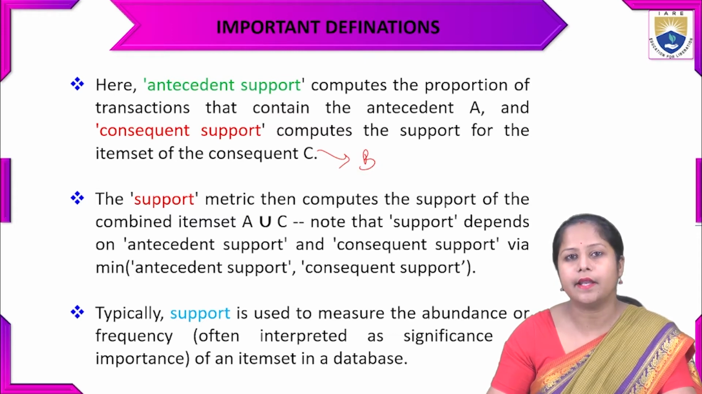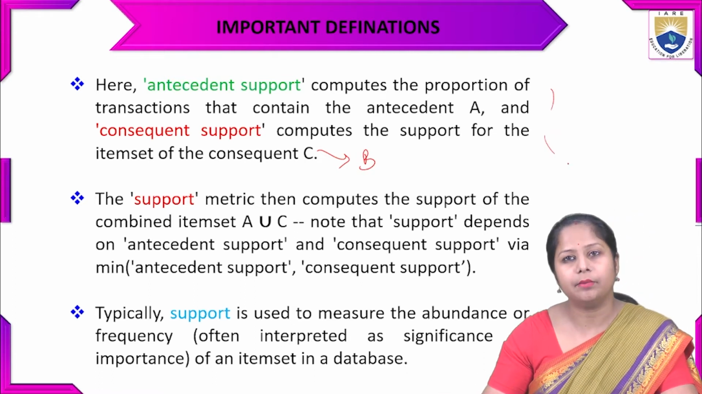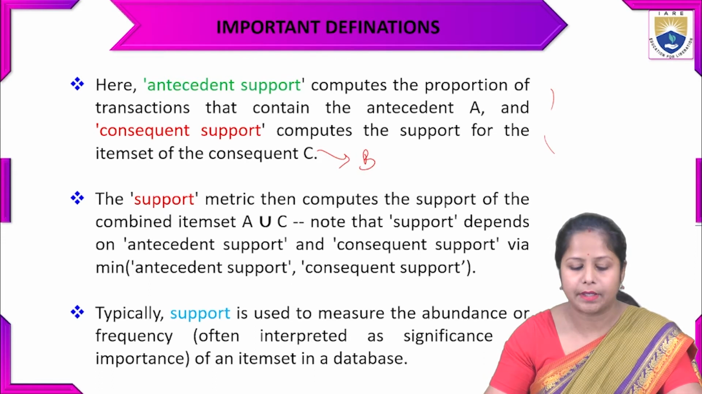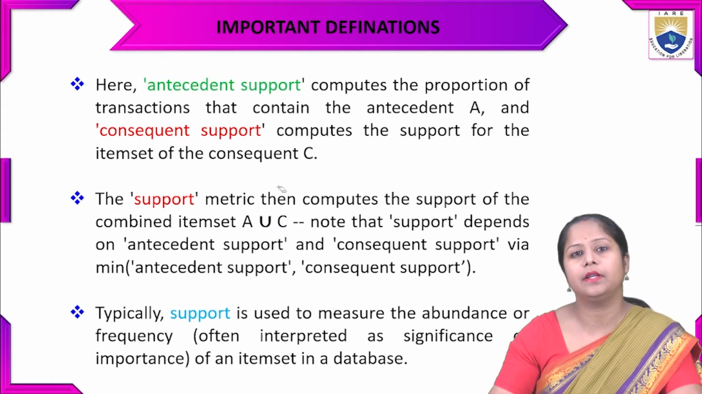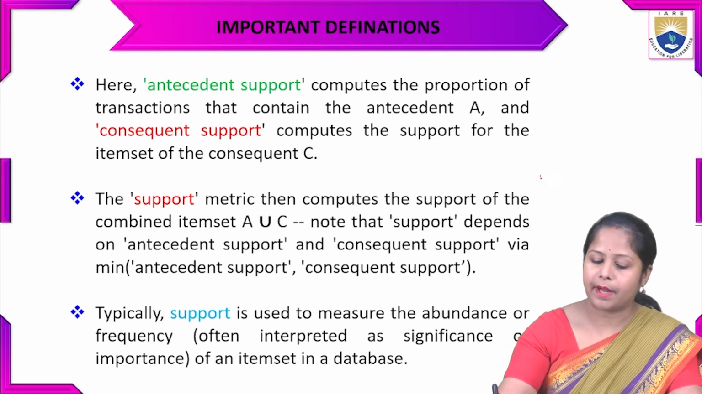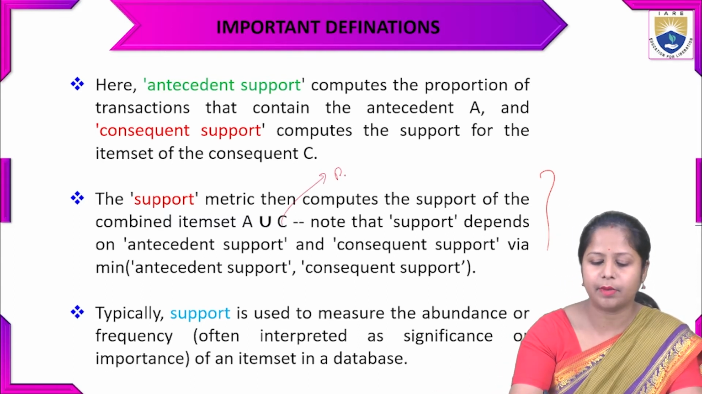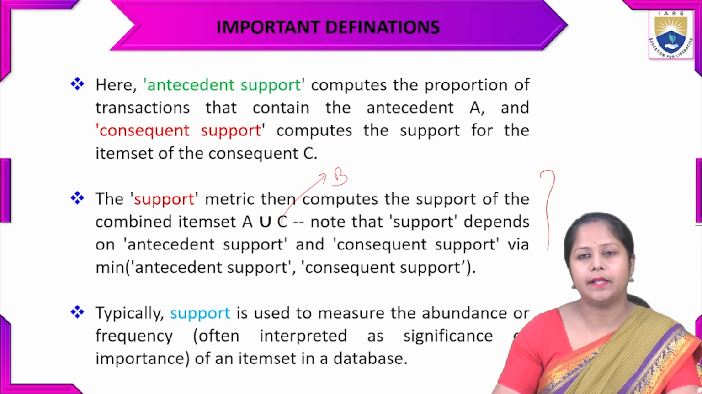That contains antecedent A. And consequent support is nothing but that computes the support for the item set of consequent B. So there were support terms also in the support metric. So the support metric then computes the support of the combined item set, that occurs in A union B.